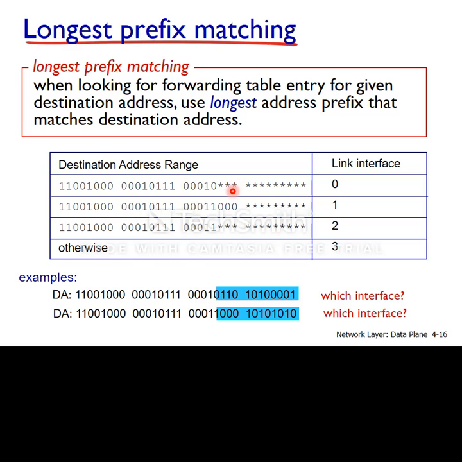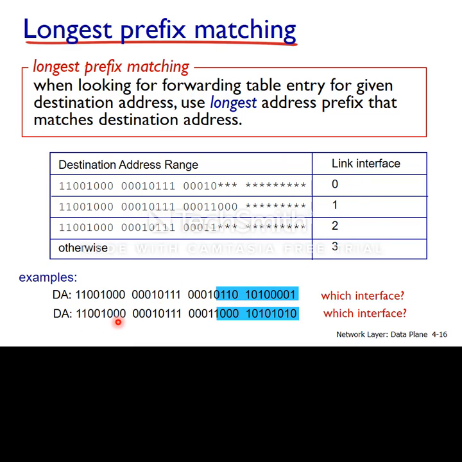Notice here we had the first 21 bits. This represents the first 24 bits, and this represents the first 21 bits. So the question is, which interface will this destination address go to? Well, it turns out this destination address will go to interface 0, because that is the best match. You notice that this matches the first octet, this matches the second octet, and the third octet for interface 0 must start with 00010, and that is exactly what we see here. So that's going to go to interface 0.